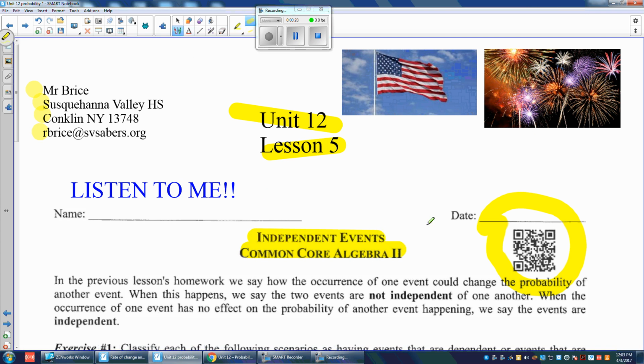We're doing independent events. I say it's difficult to understand because you can always think of an exception. Do not think of exceptions. Okay, we're going to follow exactly what the question says. Don't say, but what if? No, do not change the question.